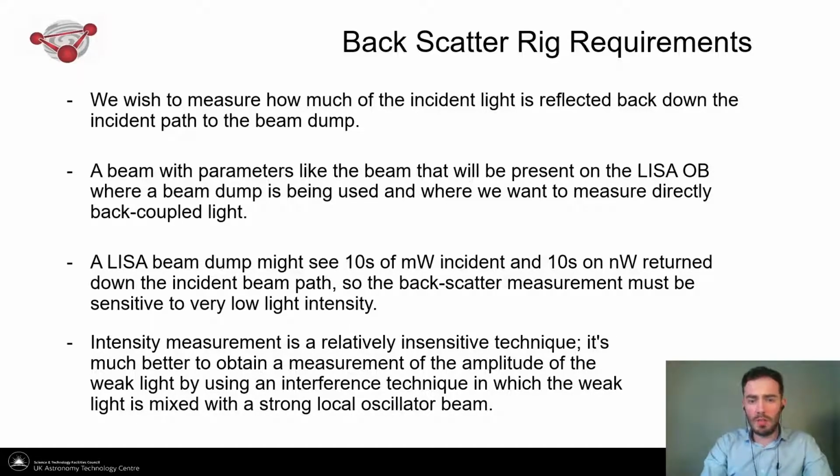A LISA beam dump might see tens of milliwatts incident power only to return tens of nanowatts down the incident beam path. So the backscatter measurement rig must be sensitive to very low light intensity.